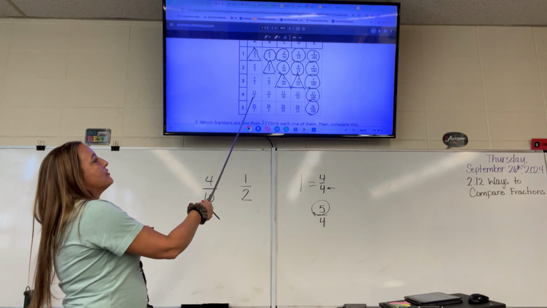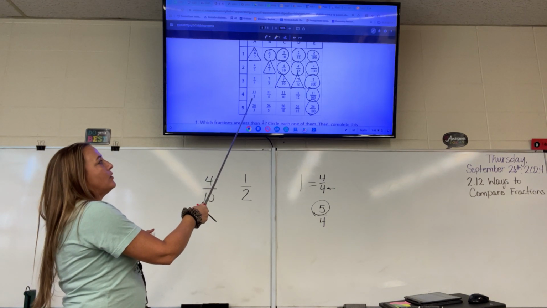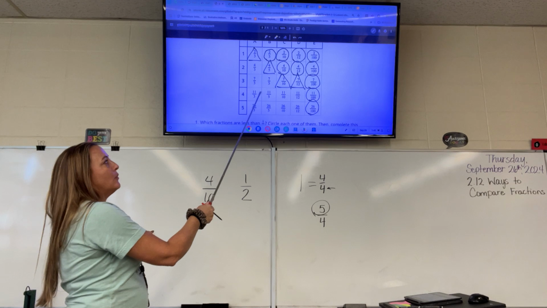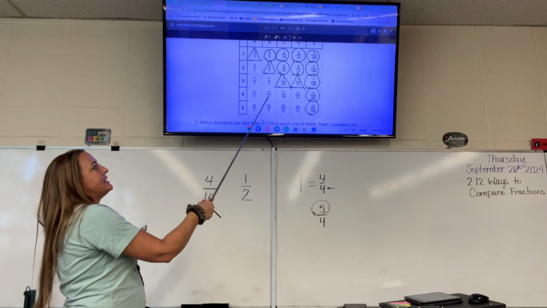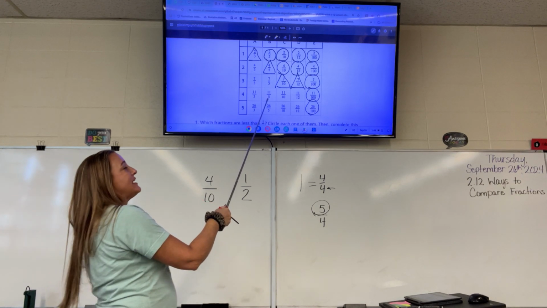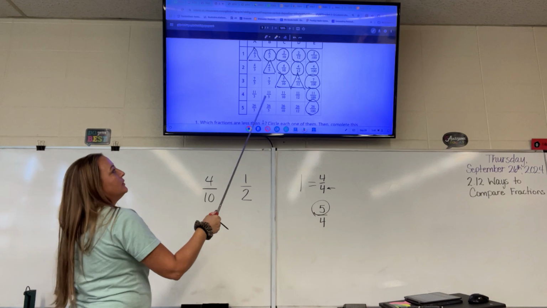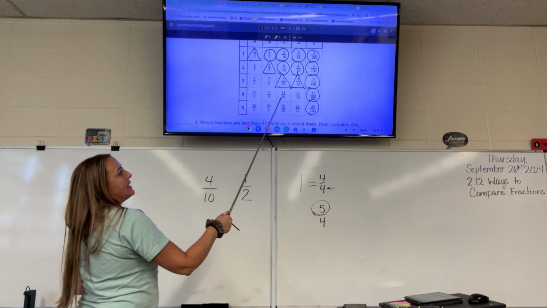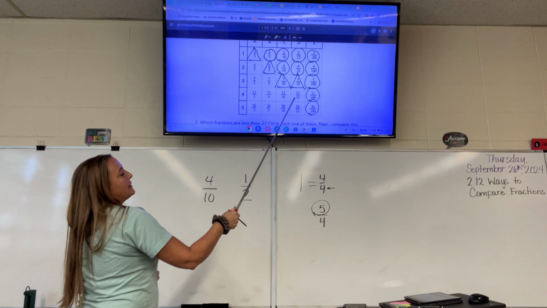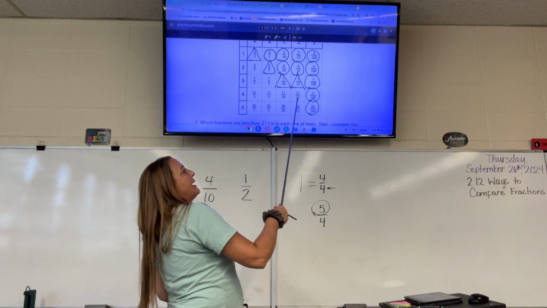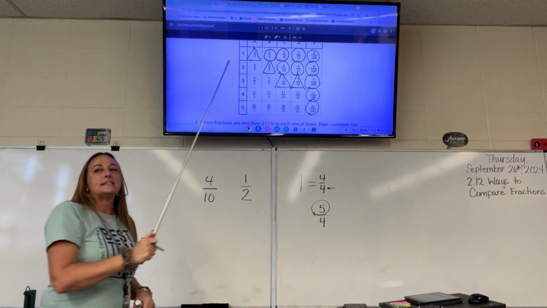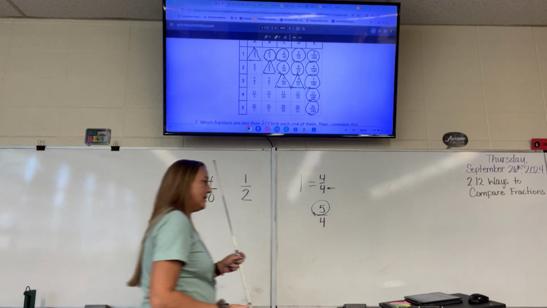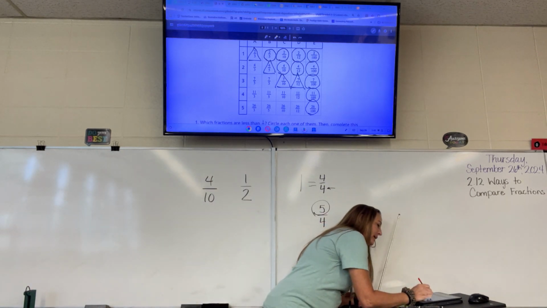11/3 is greater than half. Is it less than 1 whole? No. 11/5 is greater than half. Is it less than 1 whole? No. 11/10 is greater than half. Is it less than 1 whole? No. 11/12 is greater than half. Is it less than 1 whole? Yes. So we're going to put a triangle around 11/12.